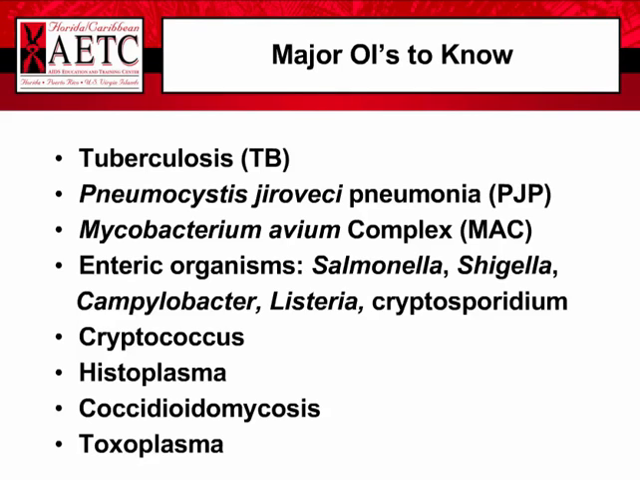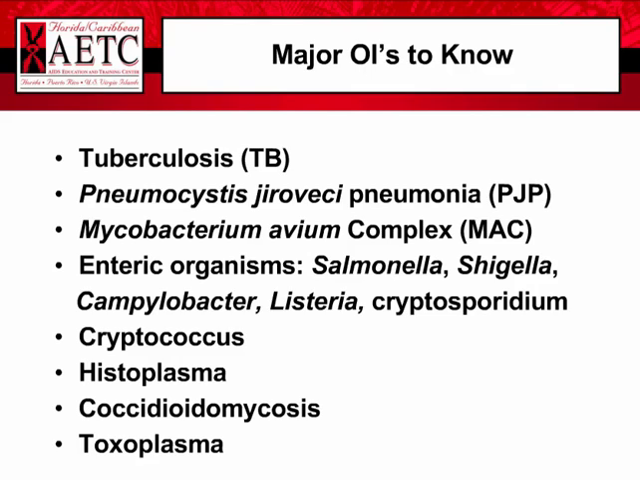So some of the major OIs to know: TB is going to be right at the top here. That's because in HIV populations, TB is the most common OI that we're going to see. The rest on the list here, you can see pneumocystis pneumonia, abbreviated PJP. We have Mycobacterium avium complex, otherwise known as MAC. Quite a few enteric organisms. When I say enteric, I mean gastrointestinal pathogens, things causing diarrhea and fever and abdominal pain.